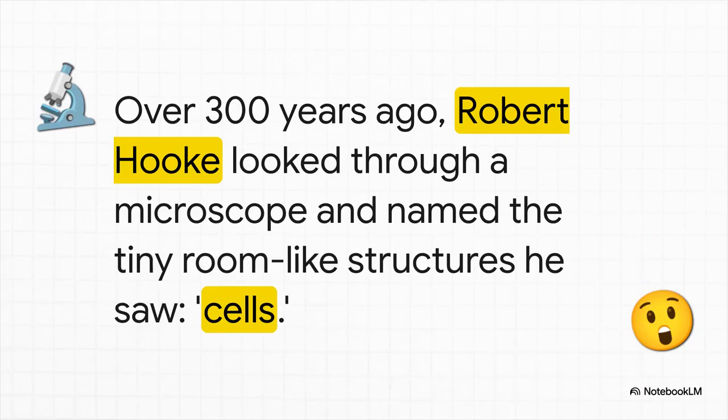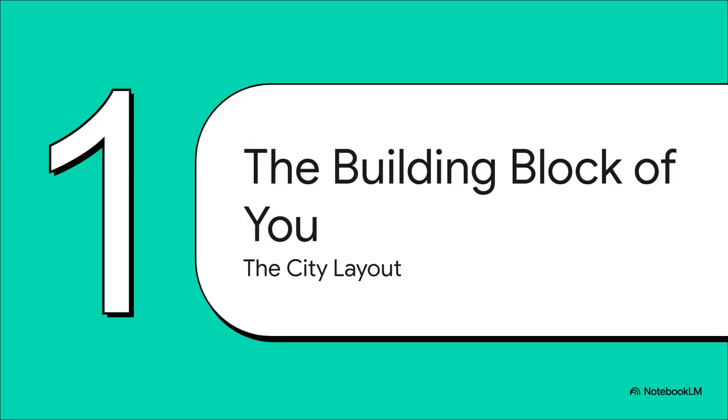We're going to see it for what it really is, a bustling, living metropolis that exists inside every single one of us. You know, this whole journey into the cell city, it all kicked off over 300 years ago. A guy named Robert Hooke was peering through a very early microscope, and he saw these tiny, room-like structures in a piece of plant matter. He called them cells. And just like that, with that one simple word, he basically laid the groundwork for all of modern biology.